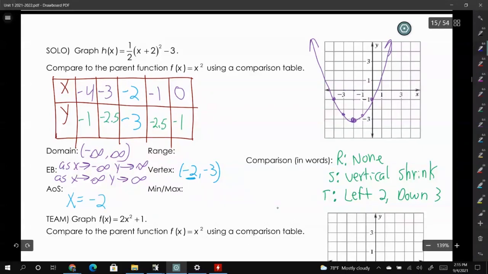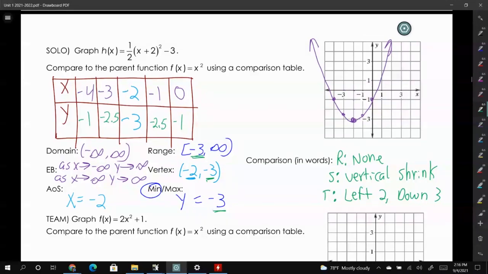Your range is going to be -3, infinity, because our graph is opening up. And then our min or max, we have a minimum this time at y equals -3. And again, you want to double check that your range, vertex, y coordinate of the vertex, and your min or max all have the same number there.